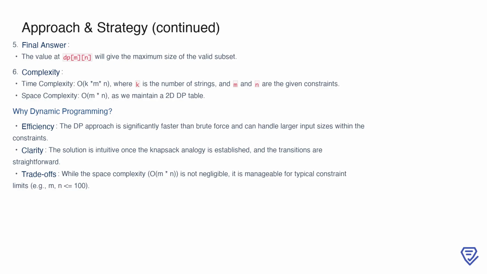By leveraging the knapsack analogy, the transitions become intuitive, and the approach ensures correctness and optimality. While the space complexity is notable, it is manageable within typical constraints like m, n equals 100, making this solution practical for competitive programming scenarios.